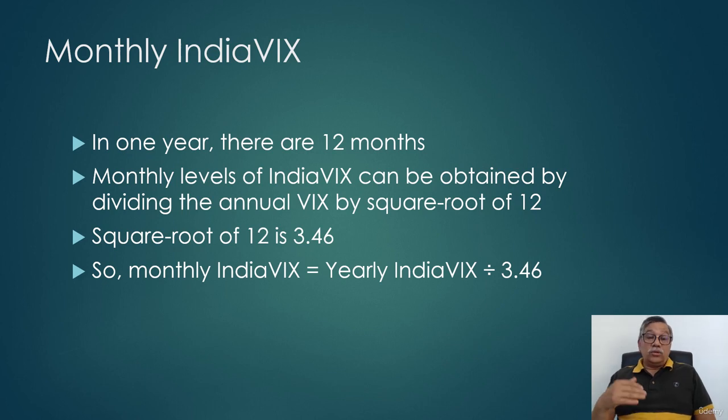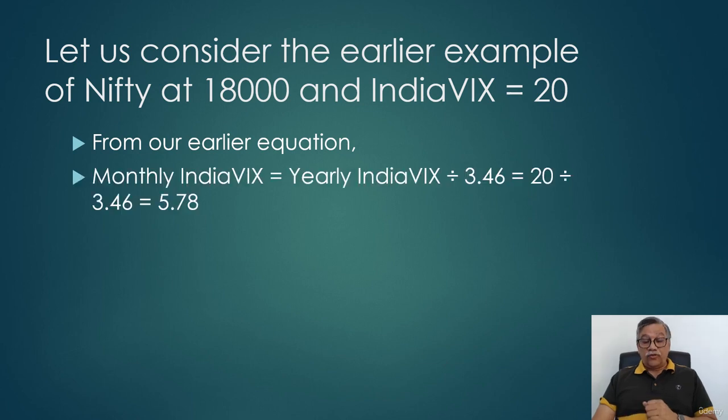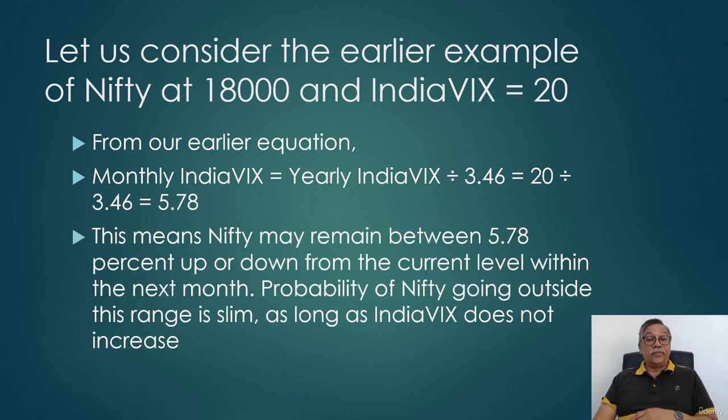Okay. So suppose we have taken earlier example. Nifty is at 18,000 and India VIX is at 20. On annual basis, we had seen the likely levels as 14,400 and 21,600 with respect to this India VIX. If you don't remember, please see the previous video. It's very much mentioned over there. Okay. So from our earlier equation, monthly India VIX is yearly India VIX divided by 3.46. So 20 divided by 3.46, that is nothing else but 5.78. This means Nifty may remain between say 5.78% up and 5.78% down from the current levels in a month.